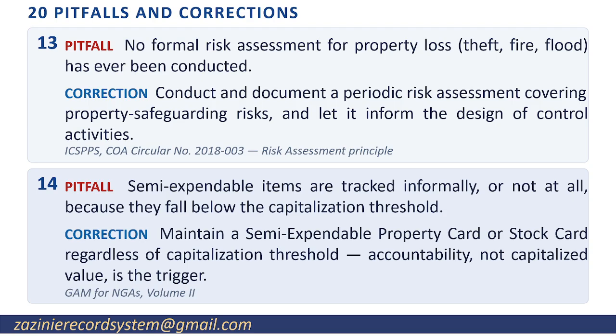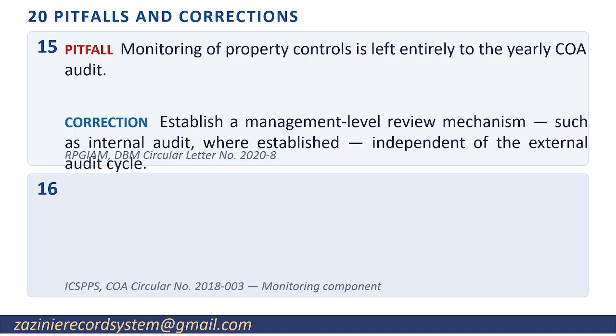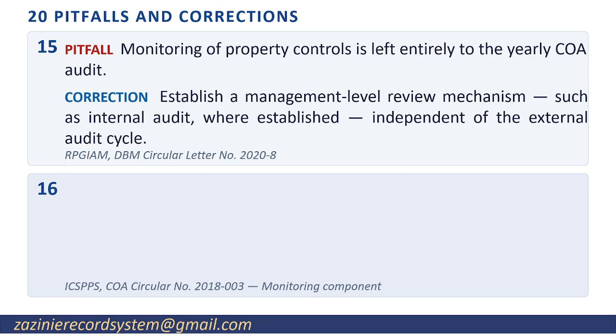20 pitfalls and corrections. Number 15. Pitfall: monitoring of property controls is left entirely to the yearly Commission on Audit. Correction: establish a management-level review mechanism, such as internal audit, where established, independent of the external audit cycle.